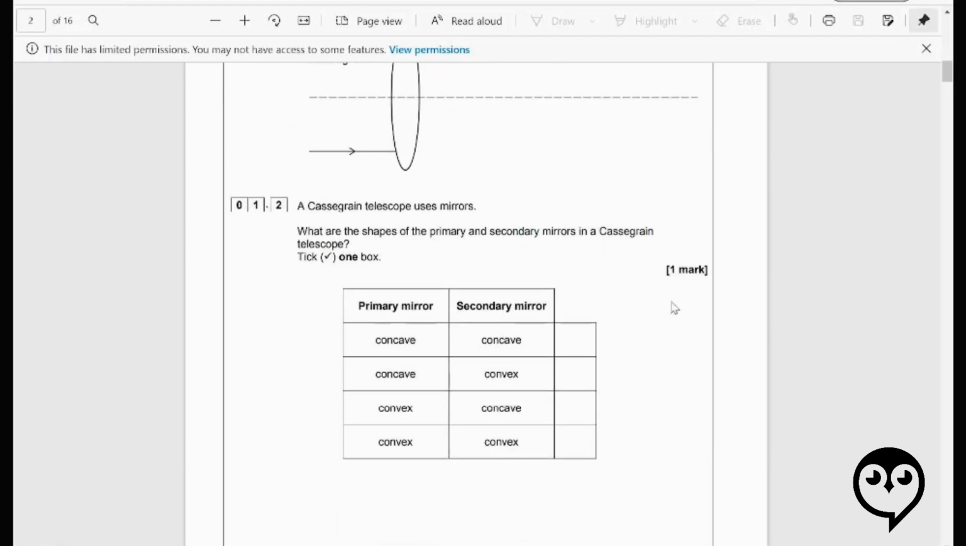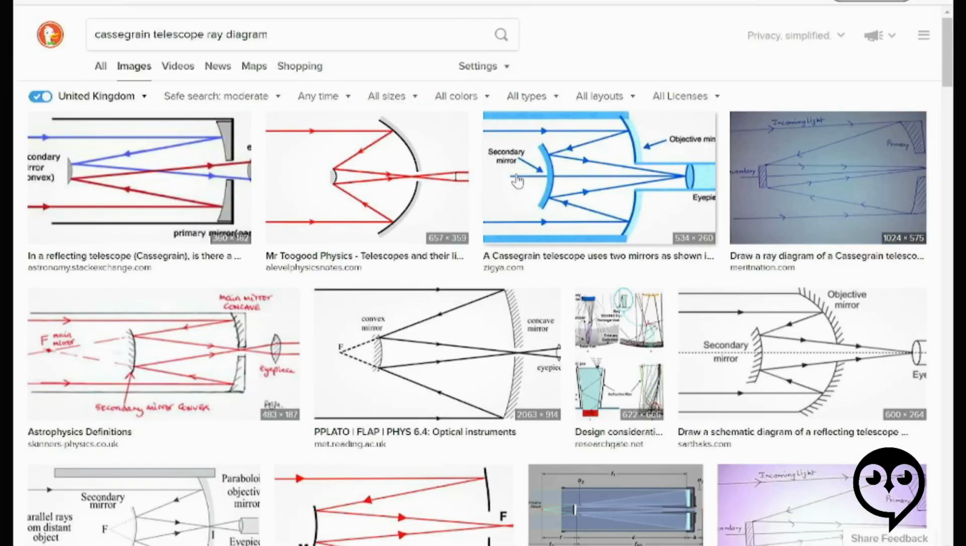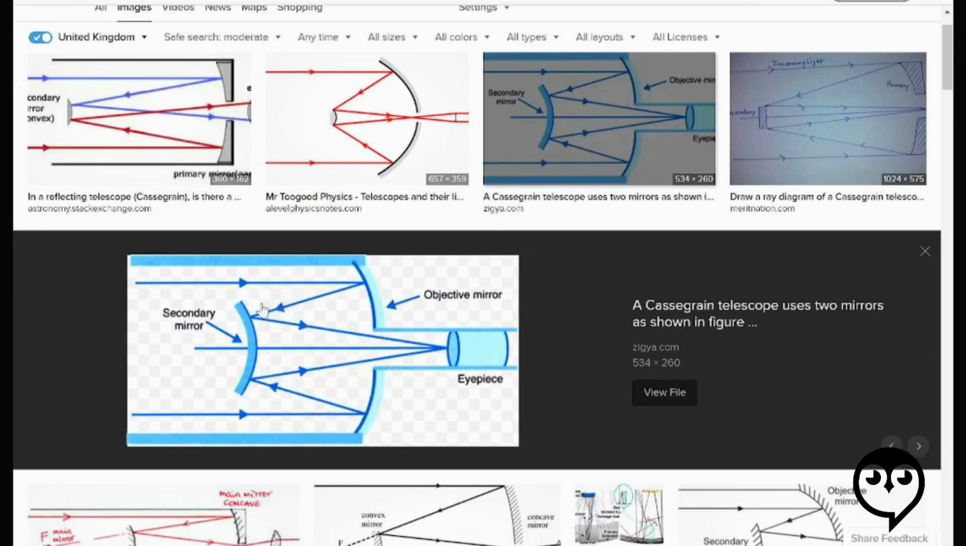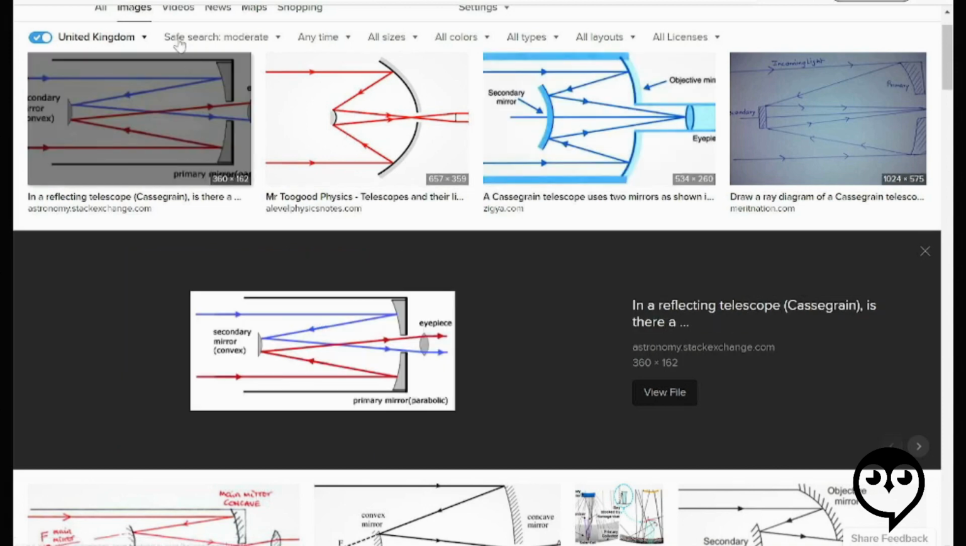Okay, a Cassegrain telescope uses mirrors, right? Let's take a look just real quick at some ray diagrams for a Cassegrain. You might have something like this, right? So you've got a curved mirror here, and it's going to reflect back to another curved mirror, which goes into the eyepiece. This one's kind of interesting. You could draw something along these lines if you need to draw. I think this question is just a simple.